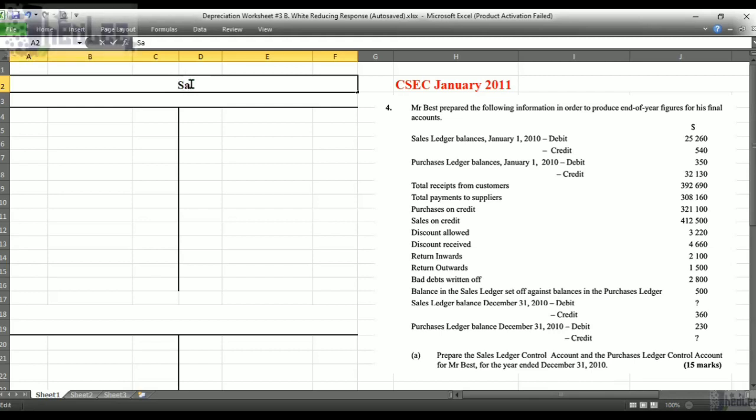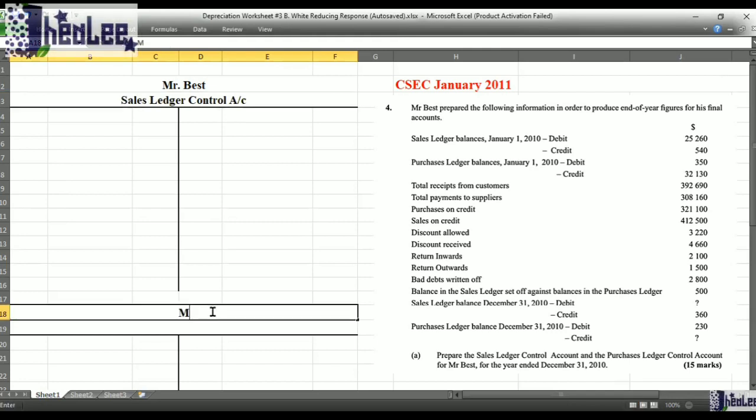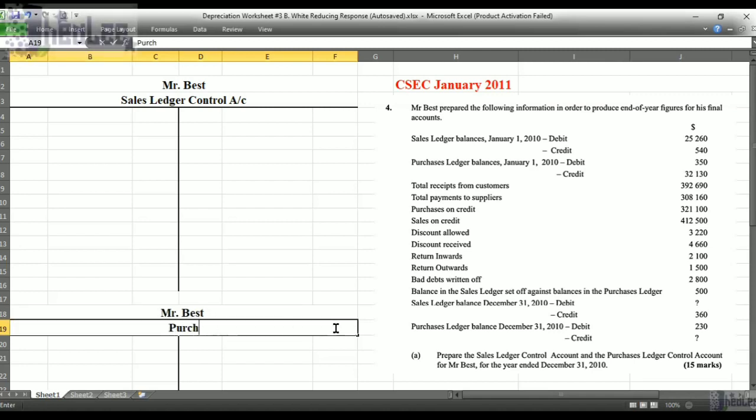So what I'm going to do is label the T's. Mr. Best, sales ledger control account. And this one at the bottom here will represent Mr. Best, purchases ledger control account.